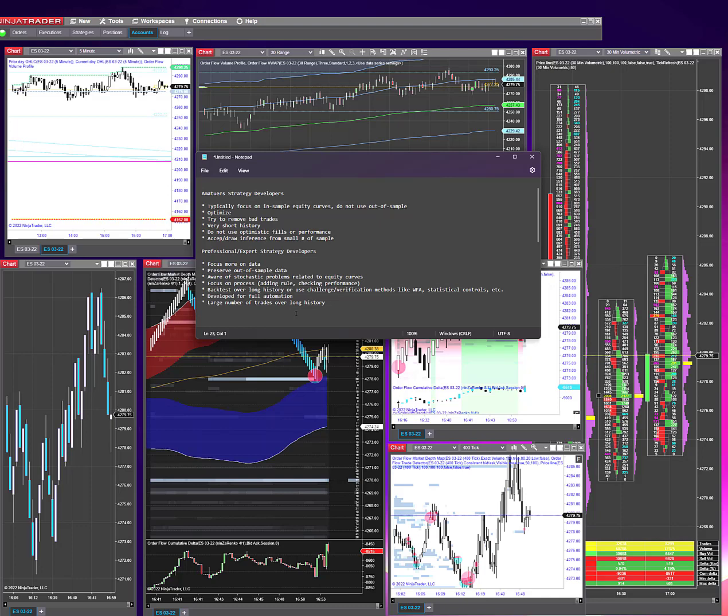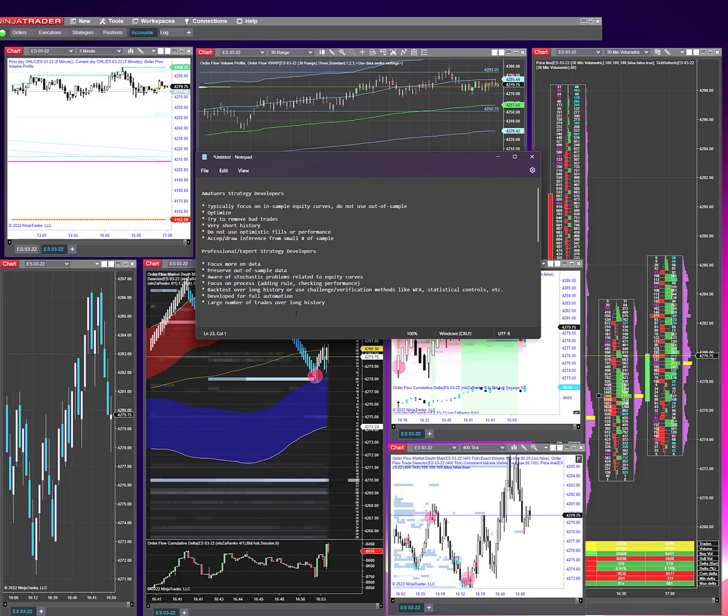legitimate. They are very aware of stochastic problems with equity curves, and how small changes can make for big changes when you have a small number of trades. You can get, due to randomness, large changes in performance. So they're also aware of having a sufficient number of trades.